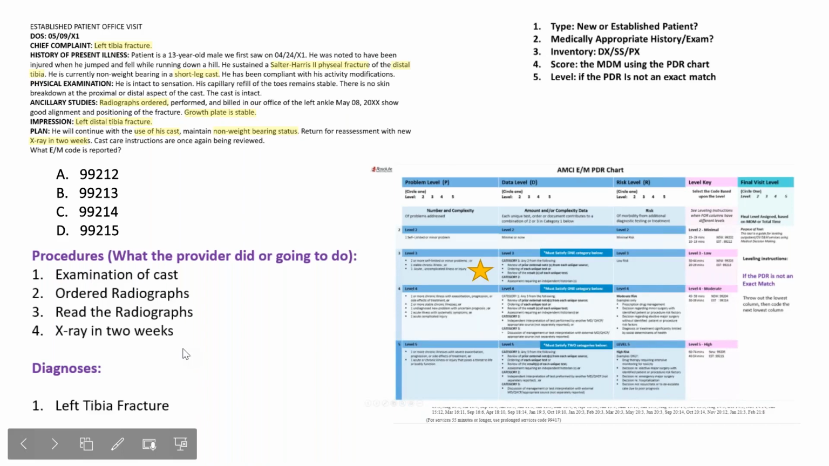If we look further at our chart, we have level 3. He has one acute illness, which would give us level 3. The doctor ordered the radiographs. The doctor read the radiographs. He reviewed prior history notes, so that would give us a level 3 also for that one.